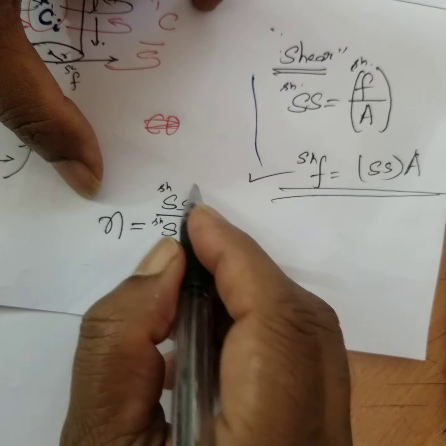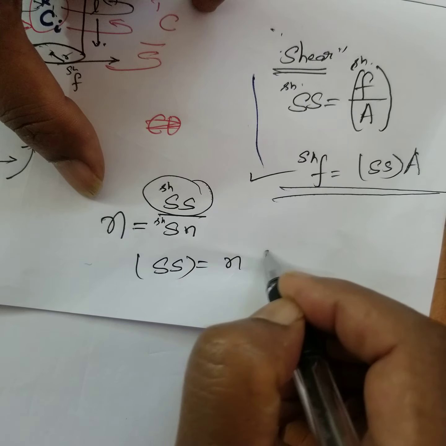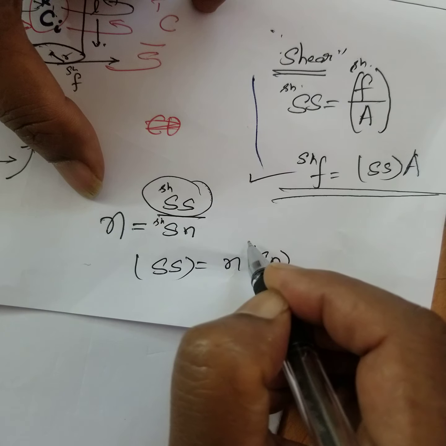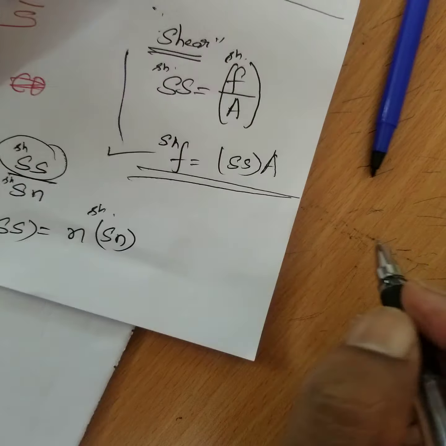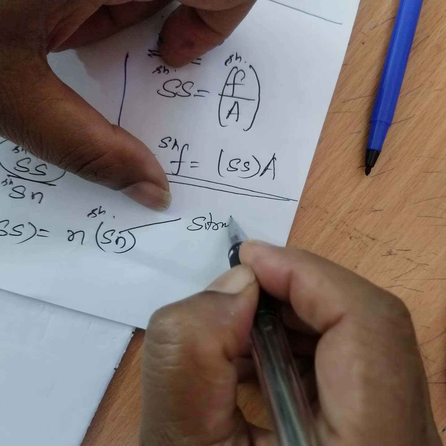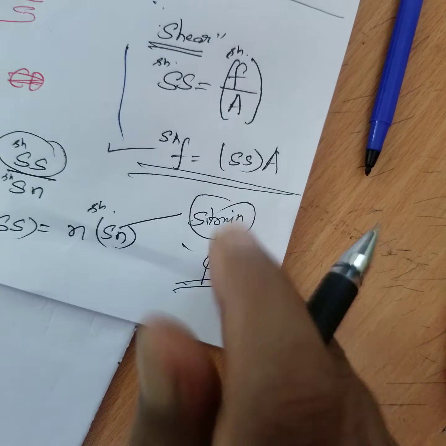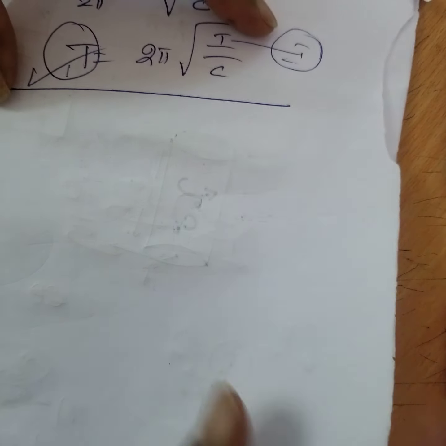Now, I want the stress. Stress is equal to N into strain. This is called shearing strain. Shearing strain is actually an angle, the shearing angle. Now, here I'll write it.